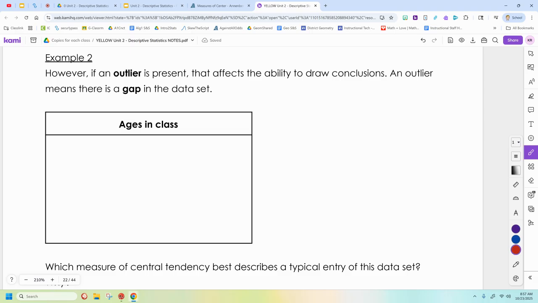Ages in the room. Do I have anybody that's 16? We got one 16-year-old. How many people are 17? 1, 2, 3, 4, 5. So all 17. Nobody's 18 yet. So that was 6 of you.